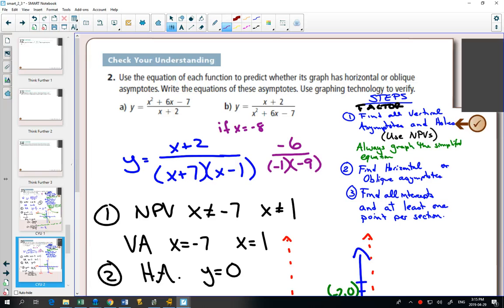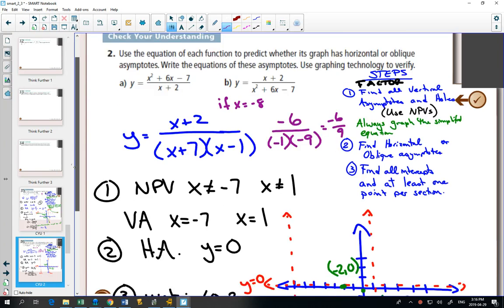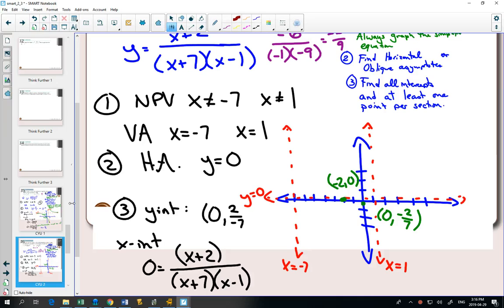What does that simplify to? -6 over +9, or -2/3. So I go to my graph, and I say, I now know that I have a point at -8, -2/3. With that point in that section, that's enough information for me to graph that section towards the asymptotes.